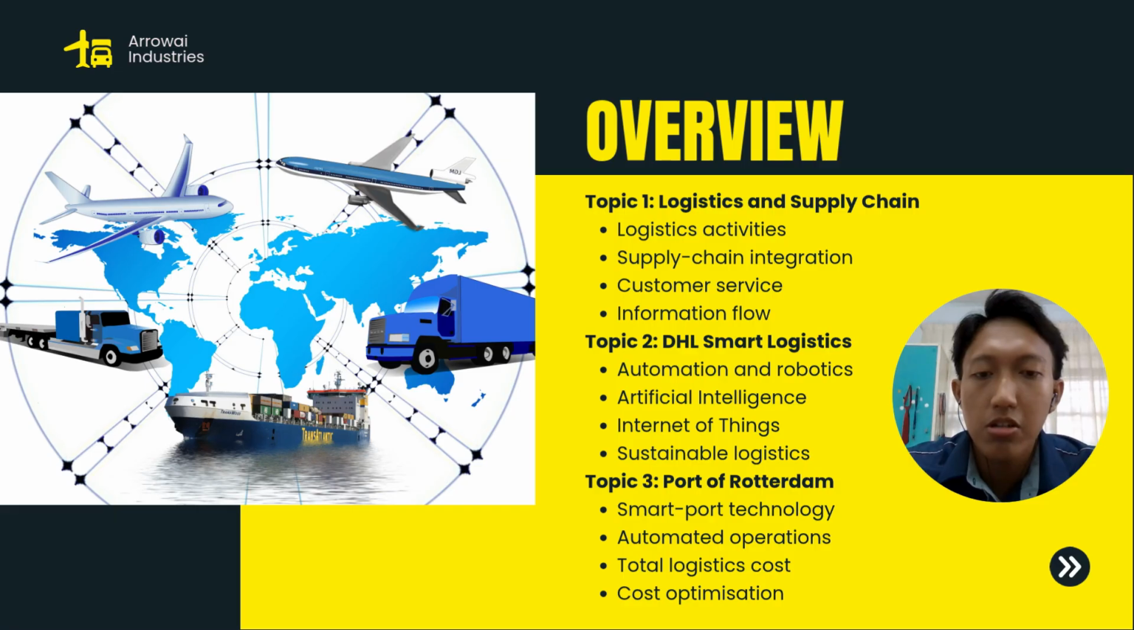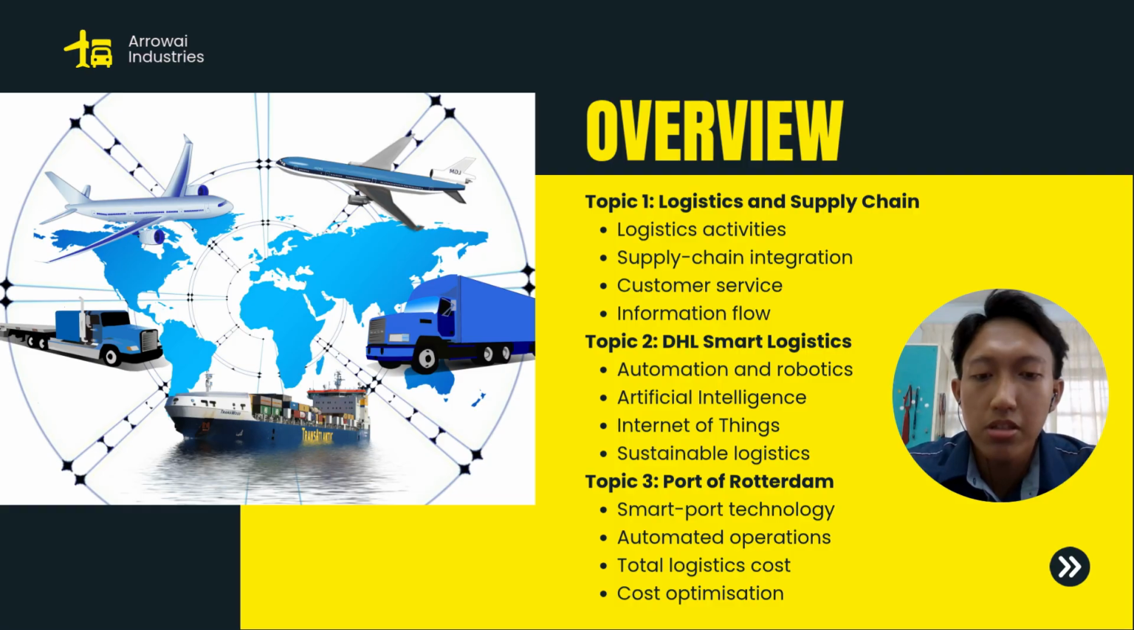The second topic is DHL Smart Logistics. This section focuses on how DHL uses technologies such as automation, robotics, AI, the IoT, and smart warehouse systems. These technologies have improved operational speed, accuracy, and visibility.